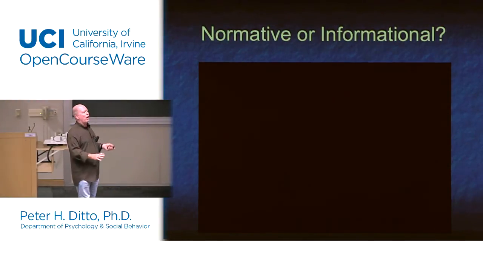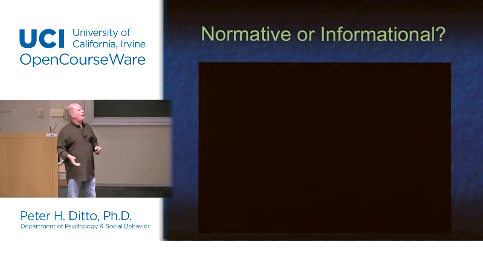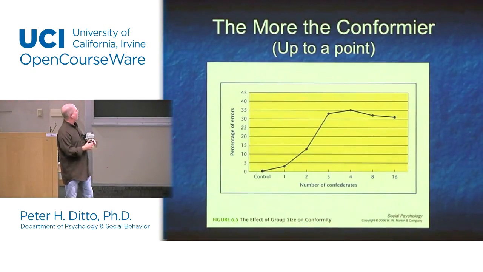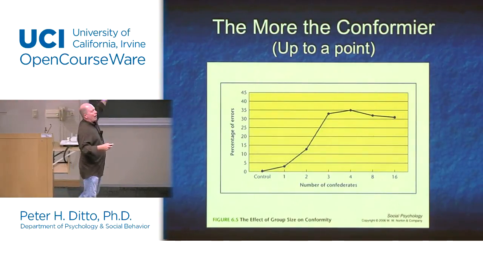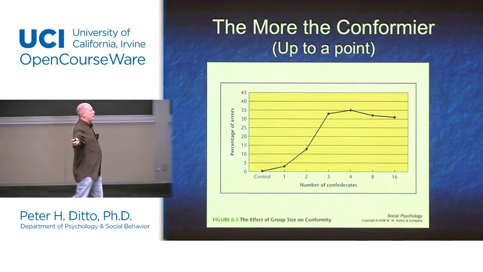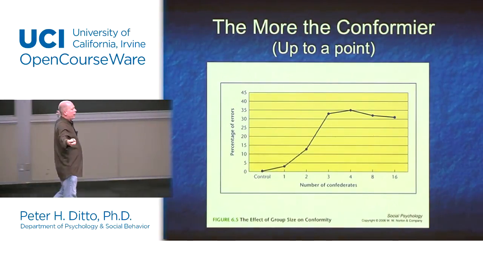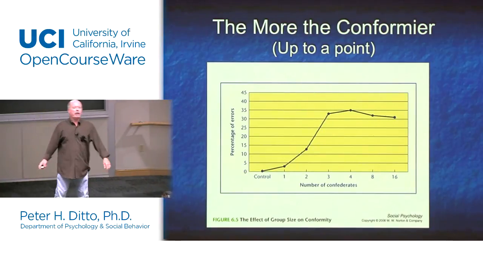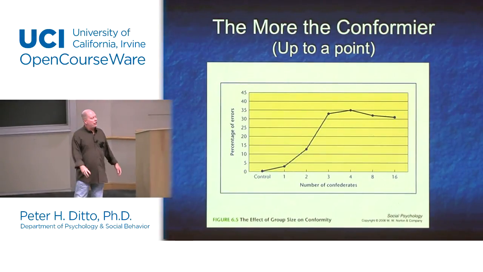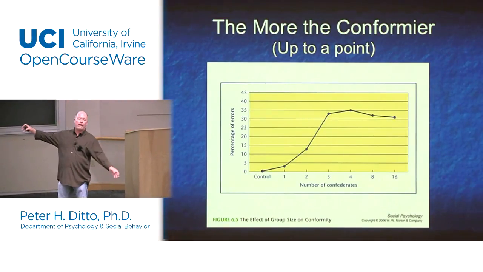There's really an interesting phenomenon. There have been hundreds of studies done on conformity in various ways. Let me tell you about a couple other little phenomena really quickly to finish up. One of the things you might wonder is, how much conformity do you need? How many people do you need to create conformity? And the answer is a couple. Basically the more people you have, the more conformity you get, up to a point.